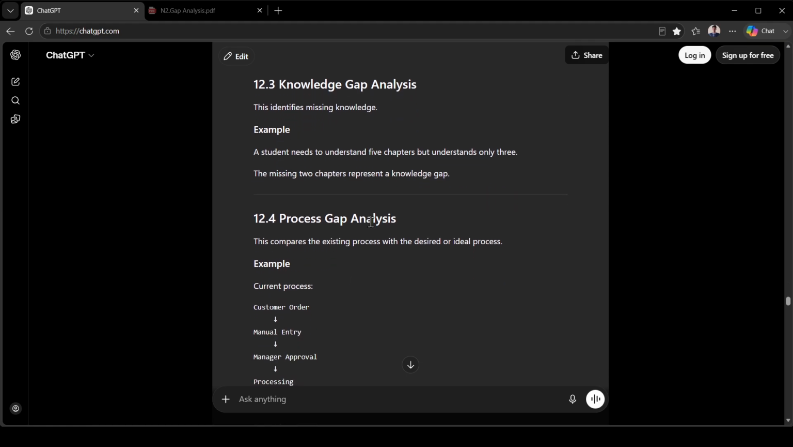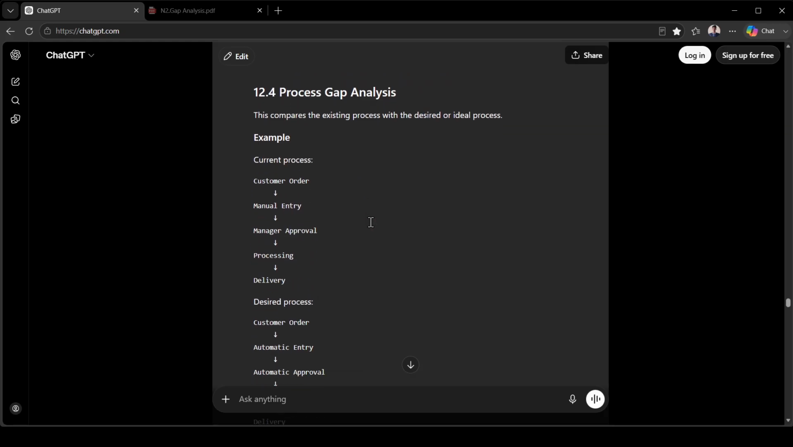And knowledge gap analysis. This identifies missing knowledge. Example: a student needs to understand 5 chapters but understands only 3. The missing two chapters represent a knowledge gap.